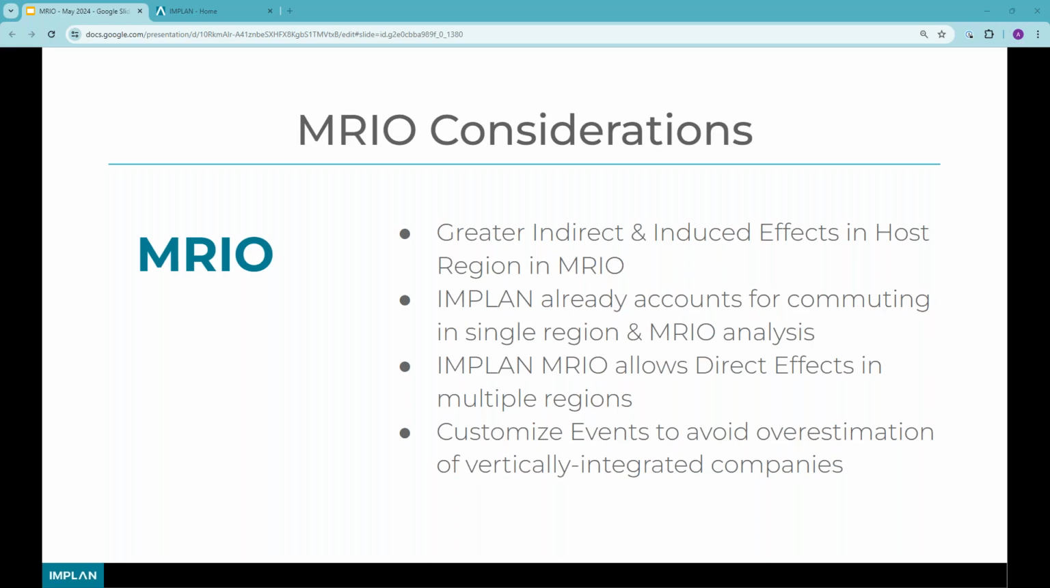IMPLAN MRIO is also going to allow you to have direct effects in multiple regions. MRIO is not just linked one region to the other to see the spillover effects. You can have events in region A and events in region B and see the combination of effects, the cumulative effects of all of those events in all of those regions.